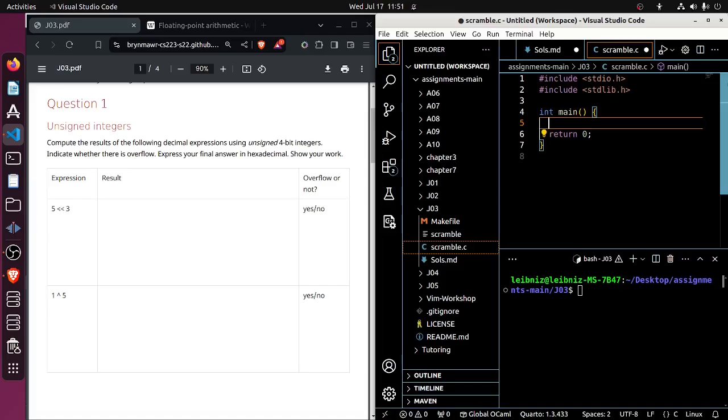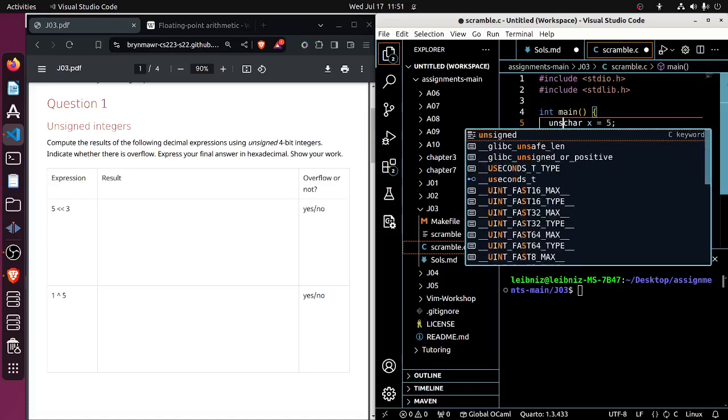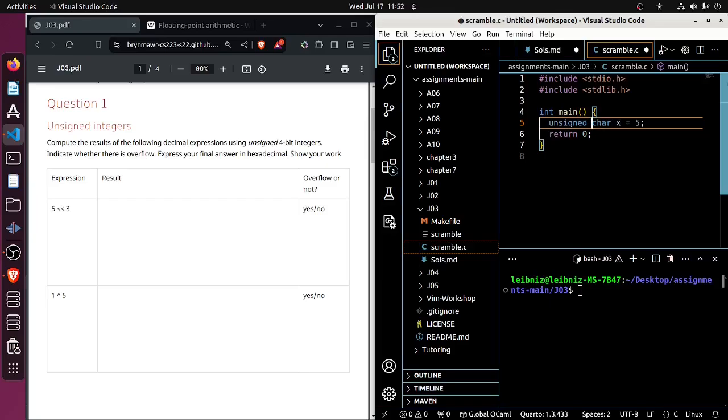By the way, I'll go ahead and declare a char x equals 5. And maybe just to make sure that it understands what I mean, I'll say unsigned char, although I think the default on my system is that chars are always assumed to be unsigned unless otherwise specified. But anyway, let's just go with that. So unsigned char is equal to 5. Note, not with the quote marks to make it the character 5.